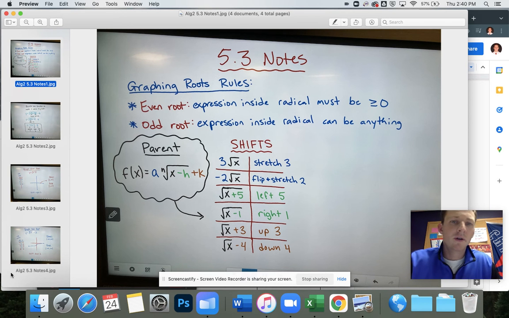All right, Algebra 2. We have the 5.3 notes today, and we've been working a lot with square roots and cube roots and things like that, so radicals. Now we're going to start graphing them.